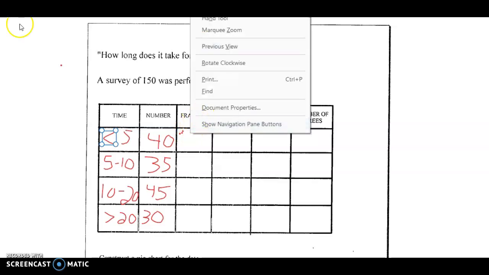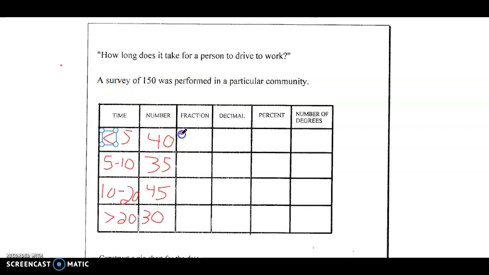It's not working. Use this. There we go.